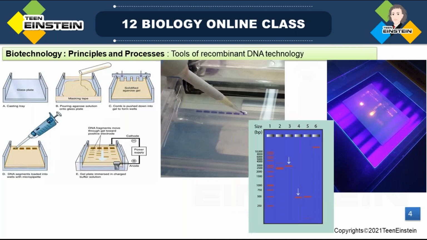Then after that, ethidium bromide. What is that? Ethidium bromide, in short form ETBR. We used to write ETBR. This is to visualize DNA. Here you can see the bands of DNA. How does it become visible? By adding this ethidium bromide. We do this step along with the boiling process.